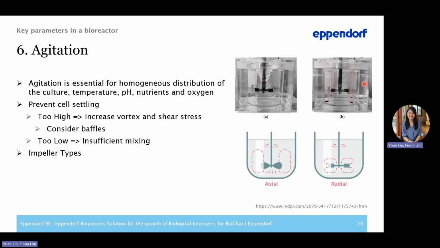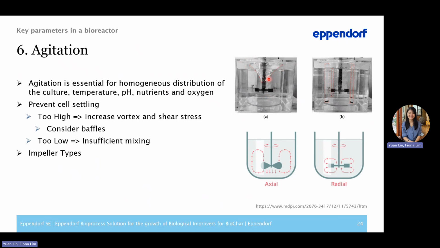So let's take a look at the agitation. Agitation is essential for homogeneous distribution of the culture, the temperature, the pH value, the nutrients that you give to the culture, as well as the oxygenation of the culture. So you can see that in image A over here, when the impeller agitates, it creates a vortex in the bioreactor here.